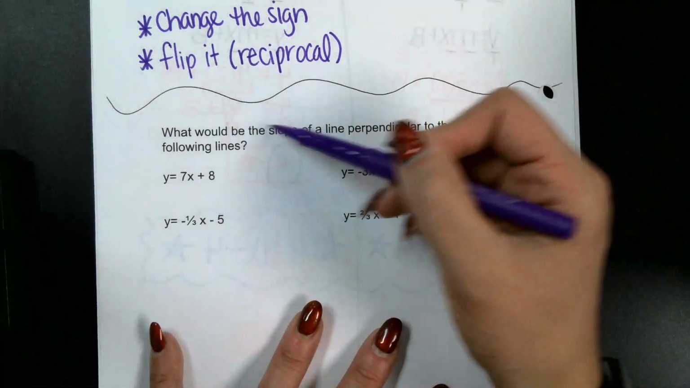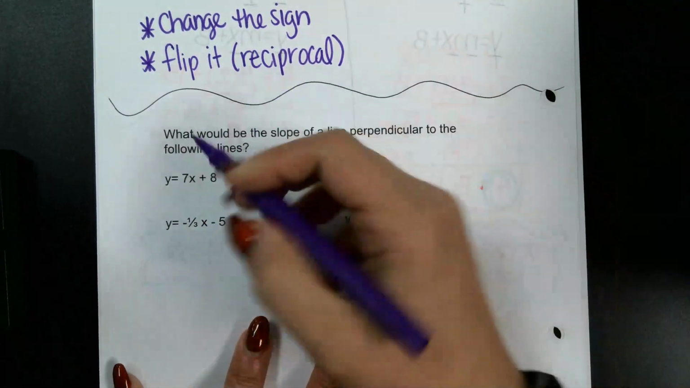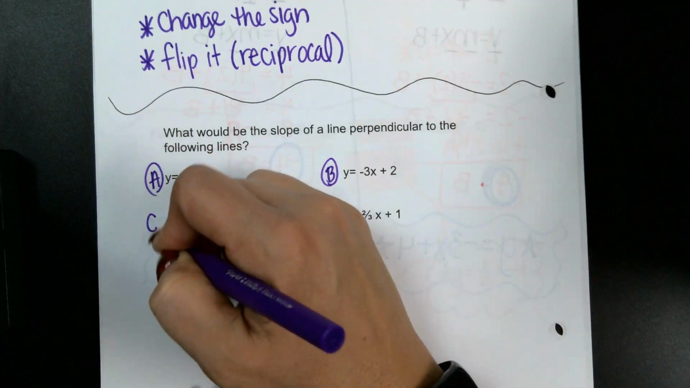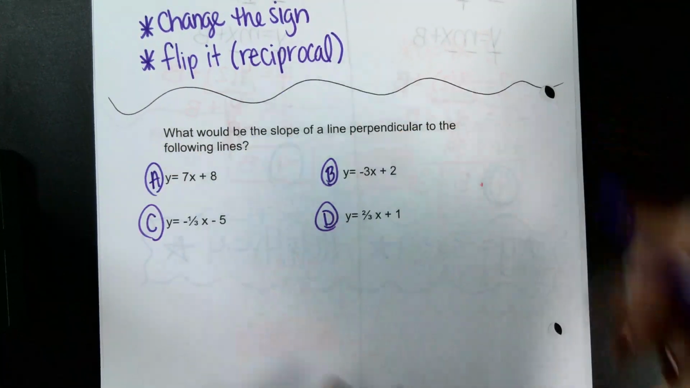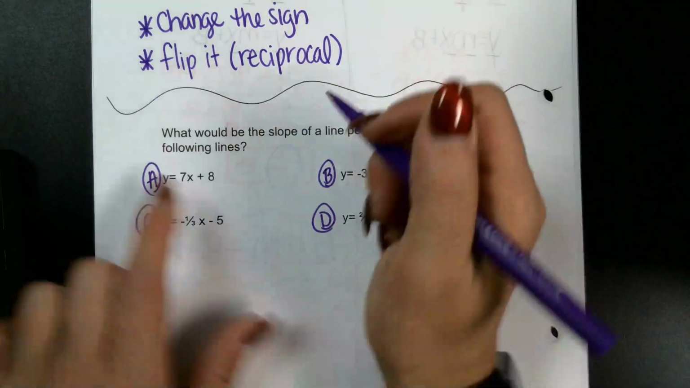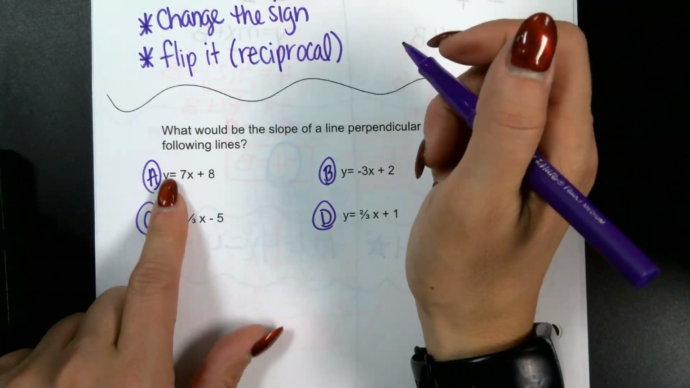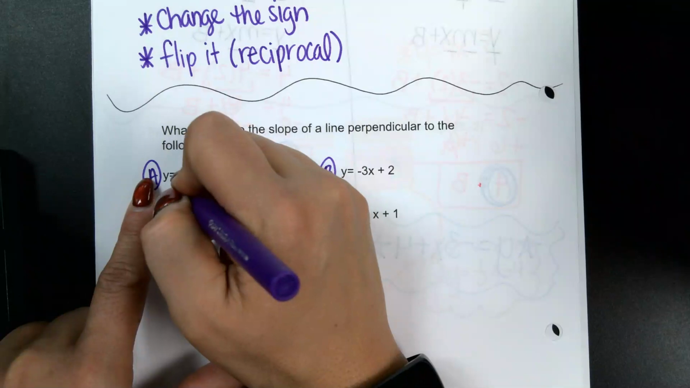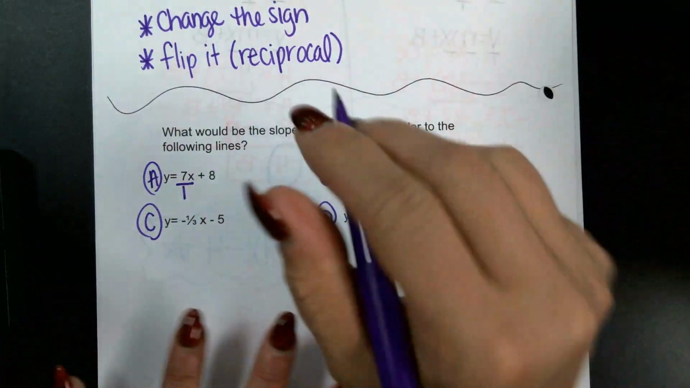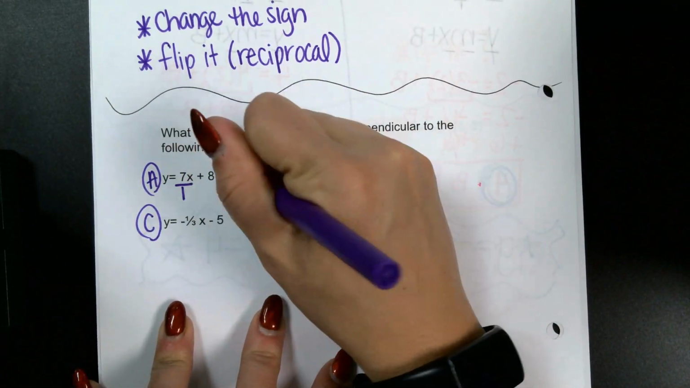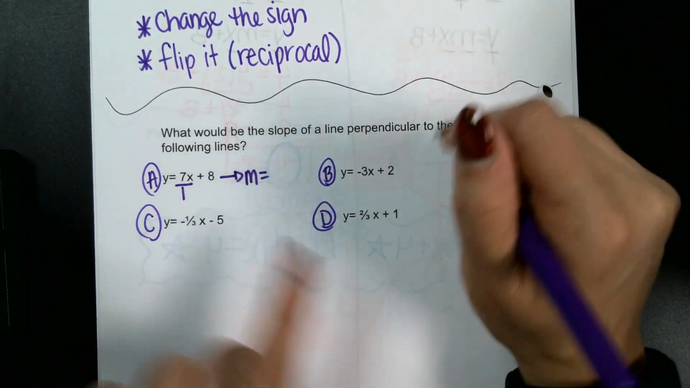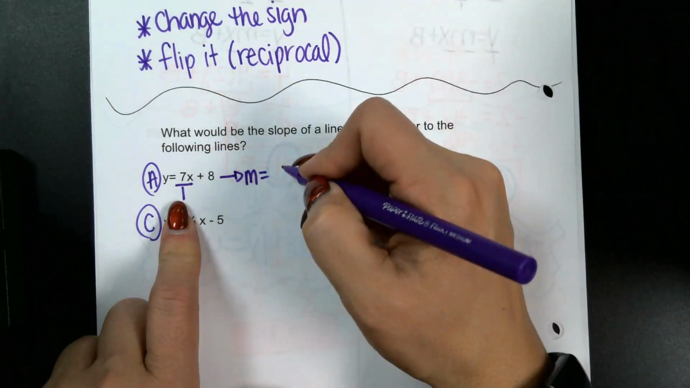So we're going to practice that down here at the bottom. It says, what would be the slope of a line perpendicular to the following lines? So let's letter these A through D. What we're going to do is identify the slope that's here. On letter A, what is the current slope? Any whole number, you should always put a 1 underneath. So for our perpendicular line, the 7 over 1 would become what?